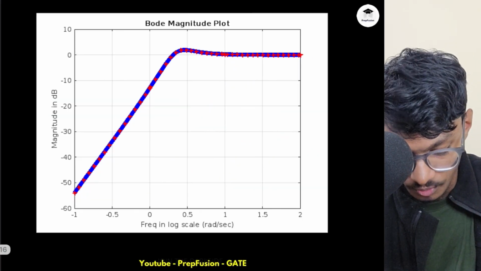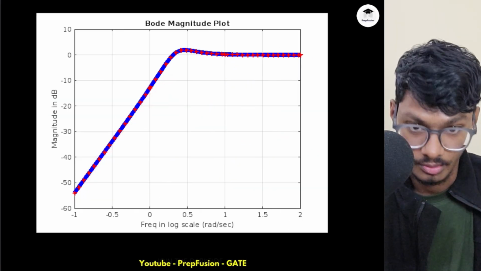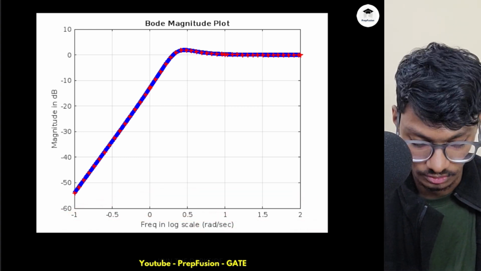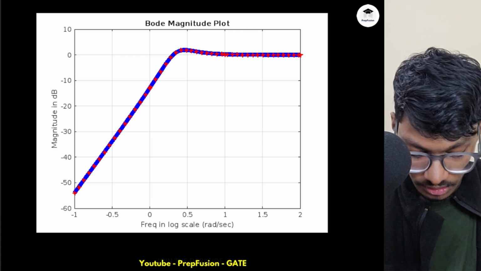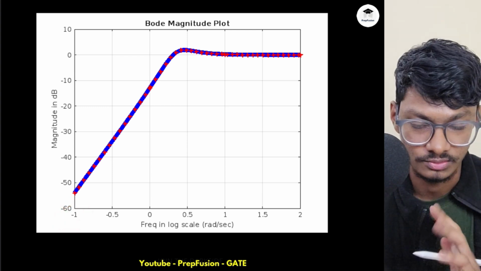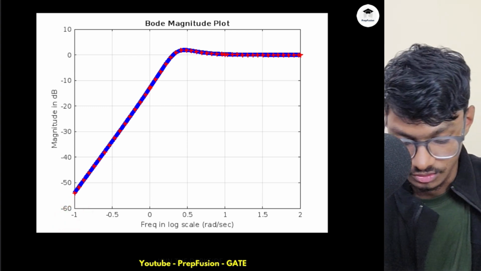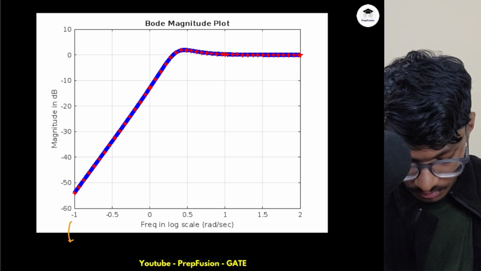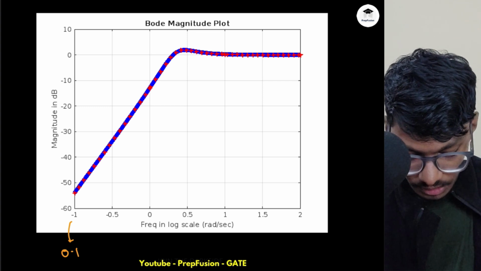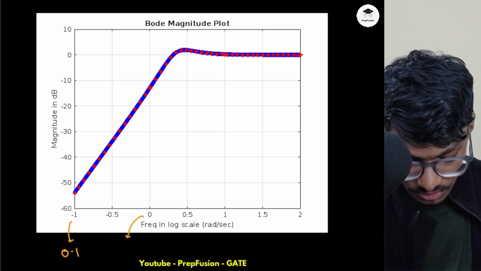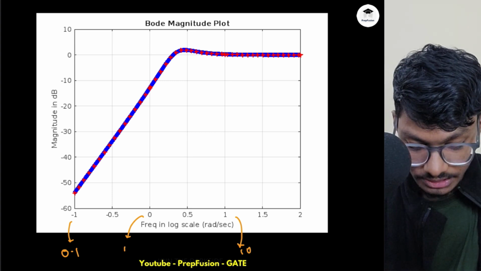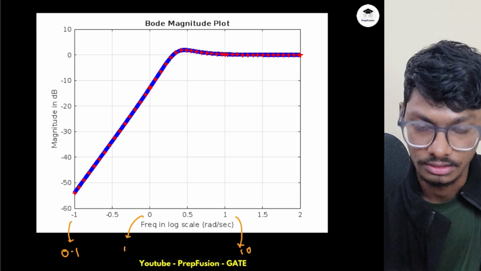So how much slope is this? Basically just remember, this is in log scale. Okay, this is not in radian per second, this is written wrong here, this is in log scale. So here -1 is not omega equals -1, it is 10 raised to power -1. So 10 raised to power -1 is basically 0.1. Okay, and here 10 raised to power 0 is 1, and 10 raised to power 1 is 10. Okay, this is in log scale, this is in decade scale simply.